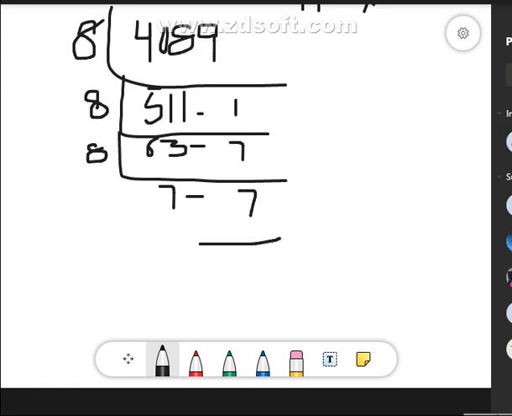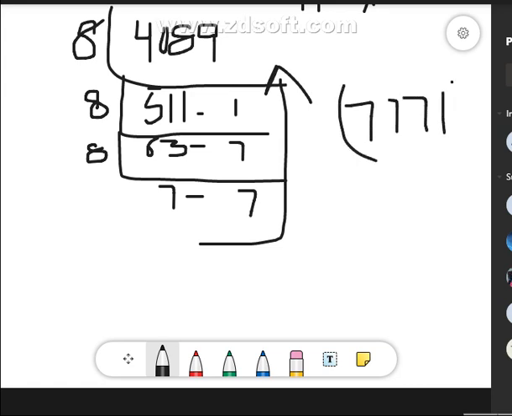From bottom to top you have to take the numbers. So 7 7 7 7 1. So 7 1 is the octal conversion of the decimal number 4089.